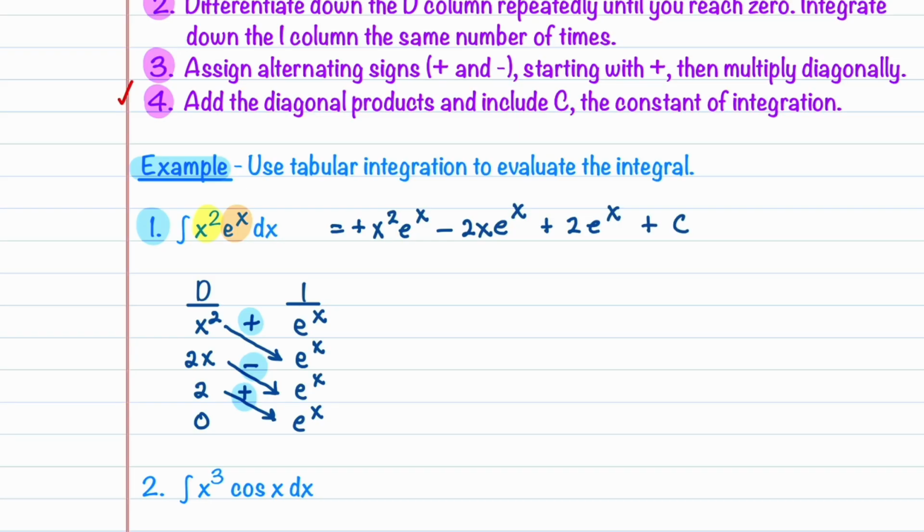Let's now factor out our common term. That is e to the x. So I'm actually going to write the polynomial first. So this is x squared minus 2x plus 2 times e to the x plus our arbitrary constant. And there's our answer. If you were watching this entire lecture, you might want to go back to example 3 because we actually did this problem and it seemed much harder. Tabular integration is just great for saving time for these types of problems.